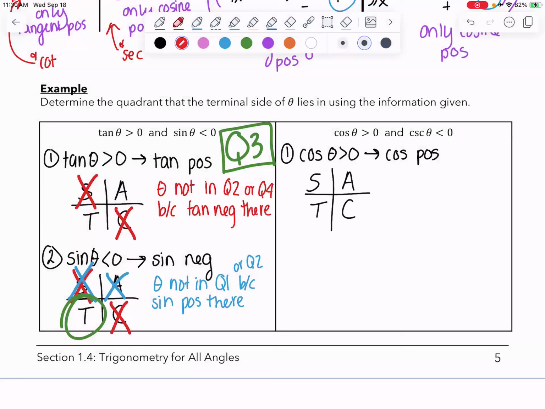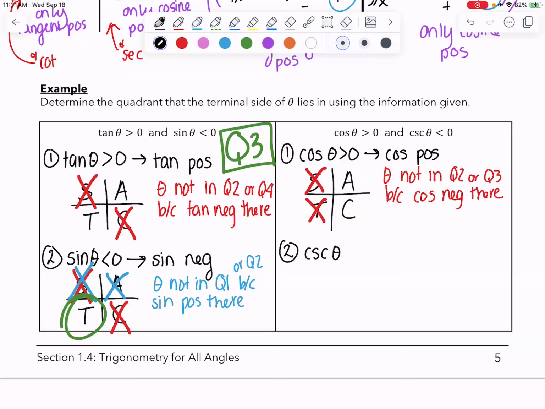So that means that it can't be in quadrants 2 or 3. The only ones where cosine is positive are in the first and the fourth quadrant, because cosine is negative in the others. Next bit of information we're given is that cosecant of theta is less than 0. So we're saying cosecant is negative.